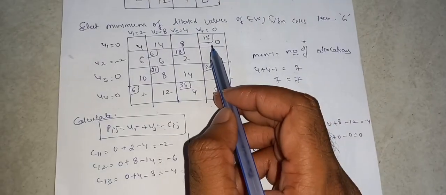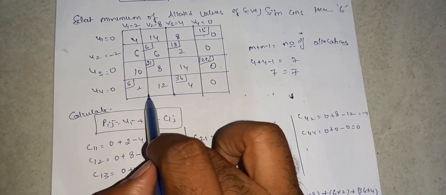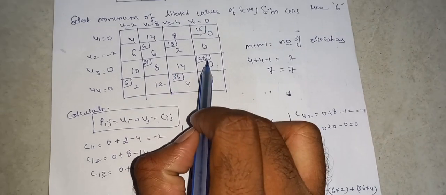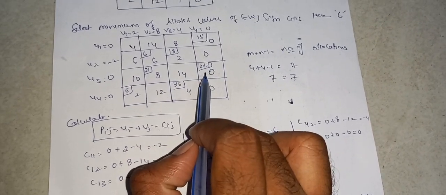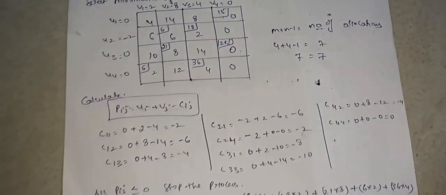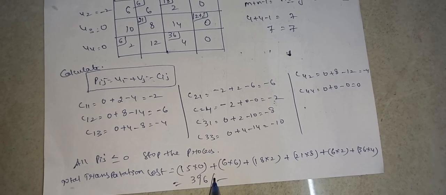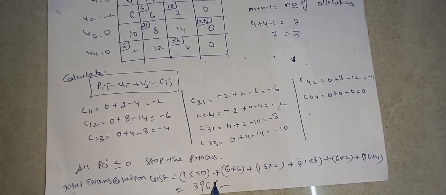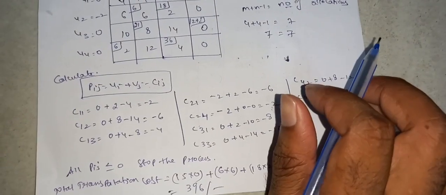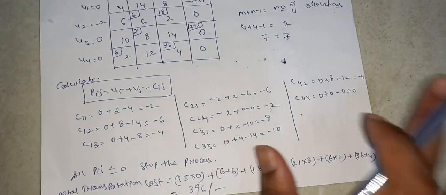Total cost can be calculated as 15 into 0, 6 into 6, 18 into 2, 21 into 8, 6 into 2, 36 into 4. We have to add all these values, but we have to exclude epsilon because we don't know the epsilon value. So the total cost obtained is 396. The cost is reduced as compared to the previous total transportation cost. If they ask for the optimization case, we have to follow all this procedure. Okay, thank you.